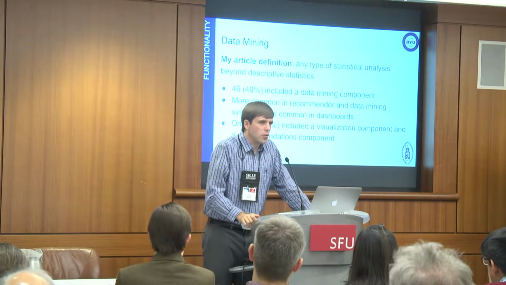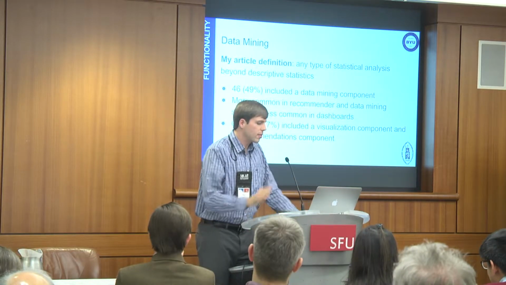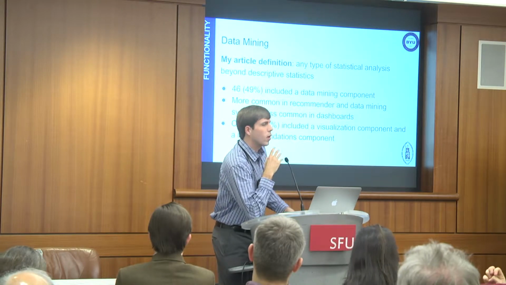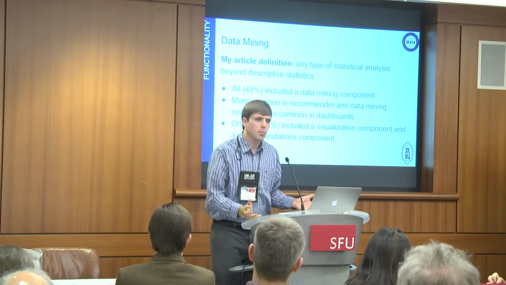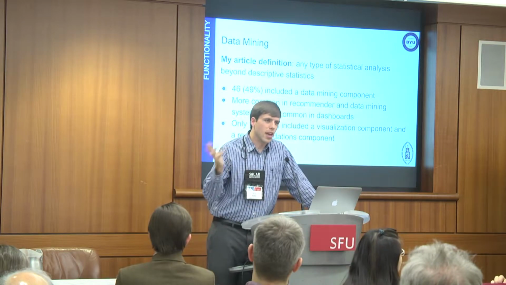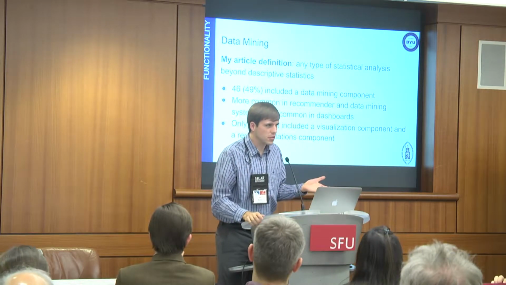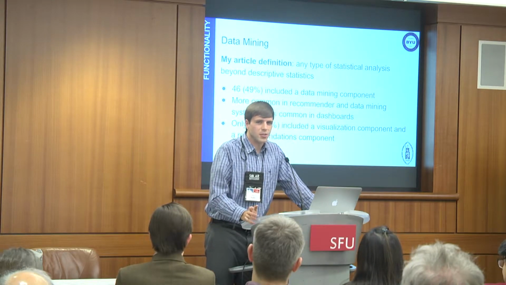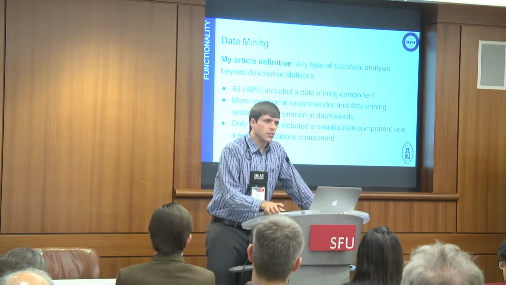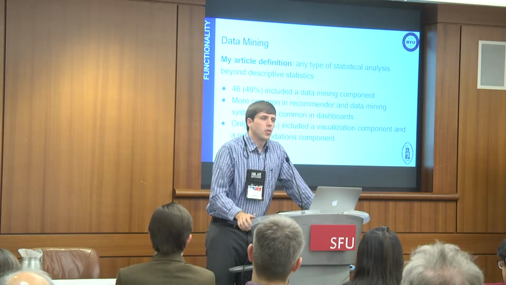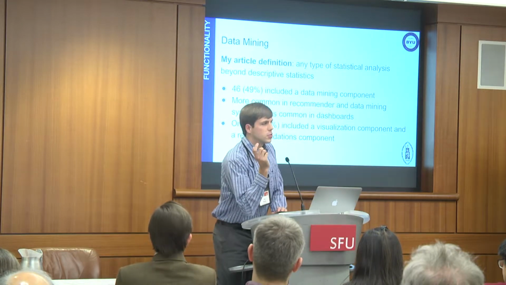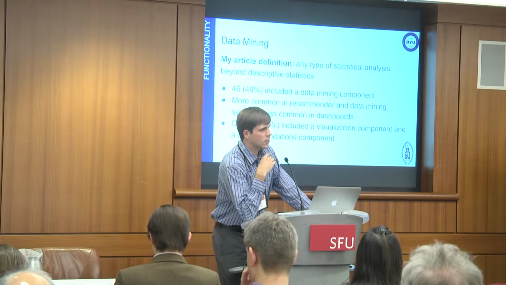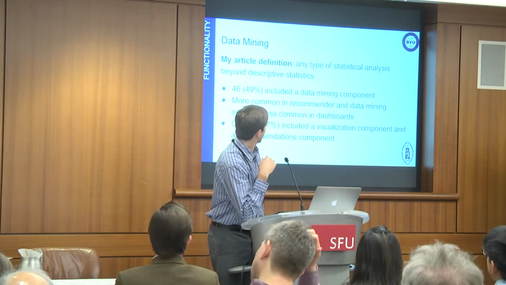About half of the articles included a data mining component. And we noticed that there were two types of articles. There were the dashboard articles and there were the recommender system articles, which isn't super surprising considering those are two different fields. But there were a few that included both a visualization and a recommender system component, about 17% of articles, so 16 articles.